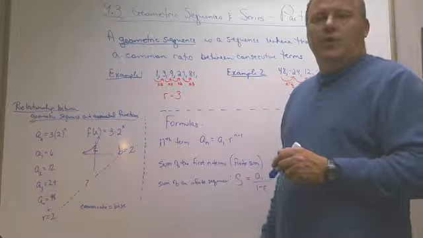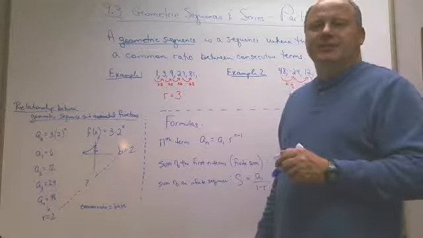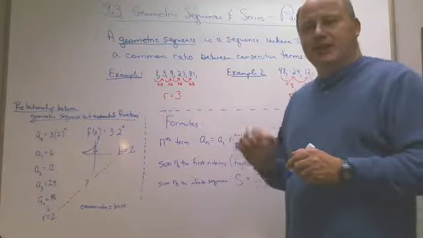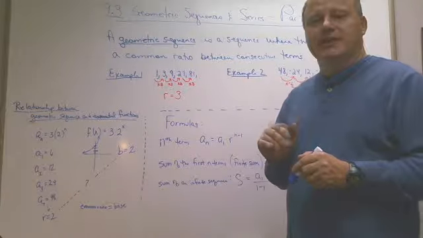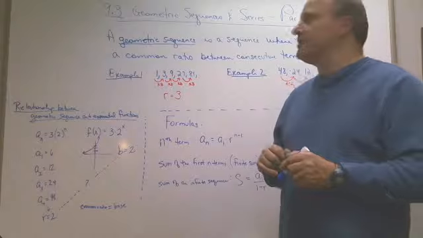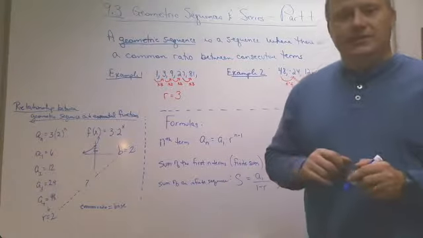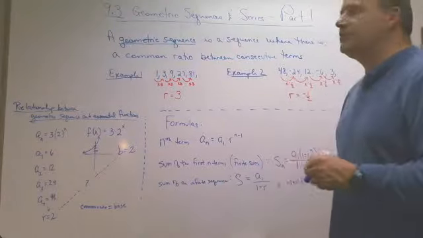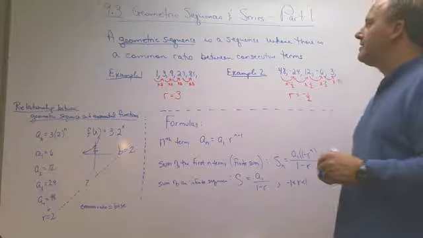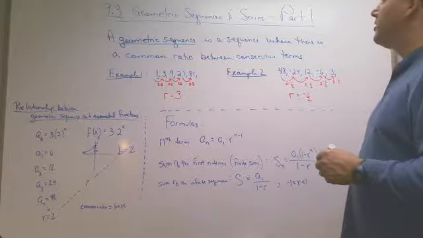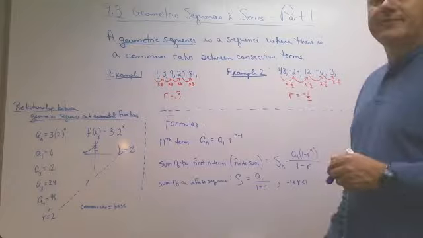Okay, this is part one of the 9.3 section, geometric sequences and series. It should take about 5 parts, just like it did on the arithmetic sequences and series. I begin this section with the definition of what a geometric sequence is. A geometric sequence is a sequence where there is a common ratio between consecutive terms.